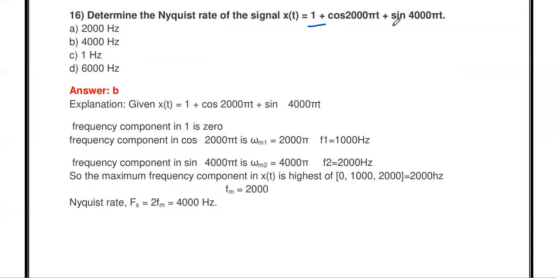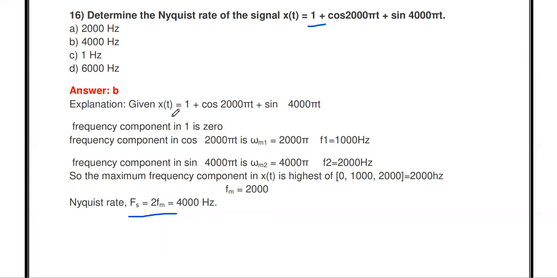Then the next one is cos 2000 pi t. It's a cosine waveform of some frequency. Another one is a sine waveform of some different frequency. Okay, so in order to find out the Nyquist rate, you know the Nyquist rate is nothing but Fs equal to 2Fm, where what is Fm? If the given signal is a single signal, the frequency of that signal is the Fm. If the given signal x of t consists of a mixture of different frequency components, we have to find out the maximum frequency of these three signals. That is the Fm. Fm is the maximum frequency component of the given signal.